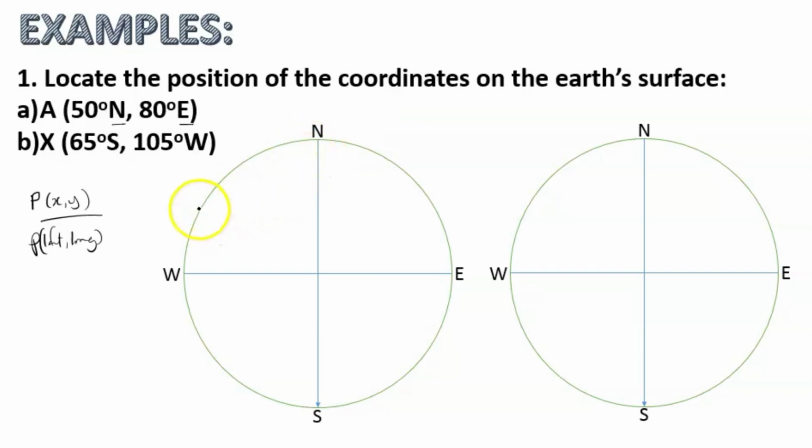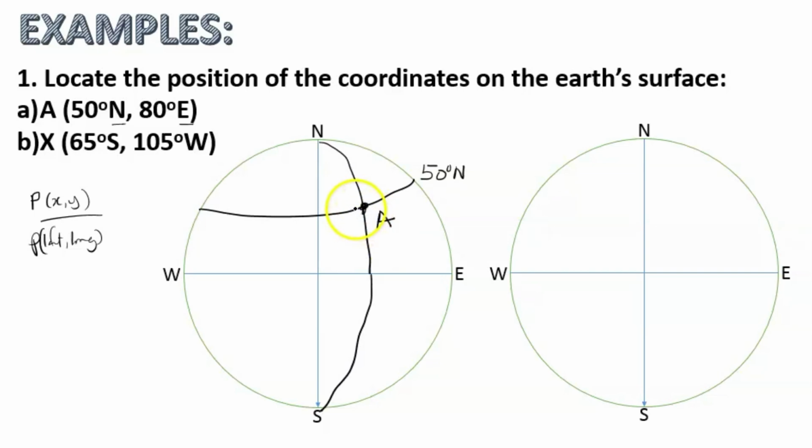So just take any convenient arc, you don't need to measure anything, and this is your 50 degrees north. All right, so another one is 80 degrees east. So you come towards the east, and then you take your line of parallel down. Now the point of intersection happens to be your point A. So you see, it's that simple.